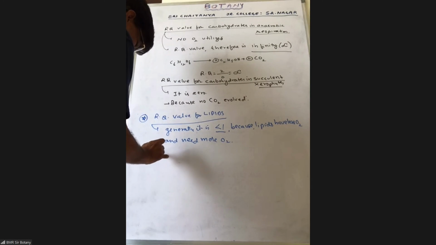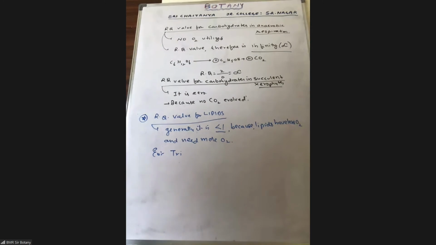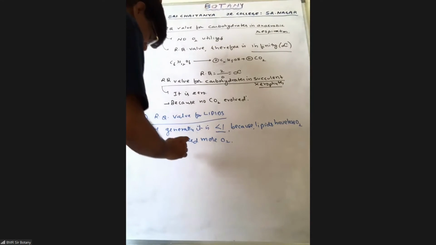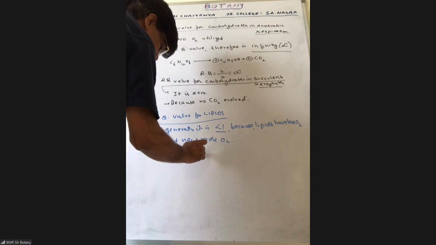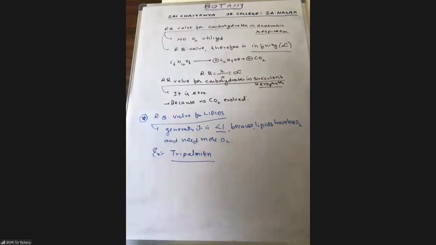Example, tripalmitin. Don't confuse it with palmitic acid. Remember, palmitic acid was a fatty acid with 16 carbons, including the carboxyl. What about arachidonic acid? 20 carbons, including carboxyl. This is tripalmitin, 48 carbons. Better to take 51 carbons.